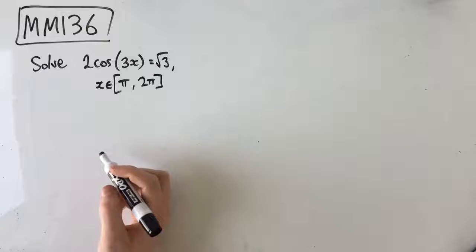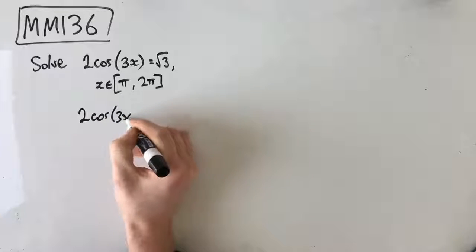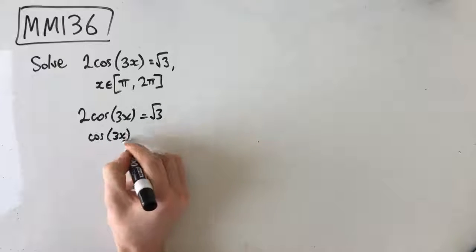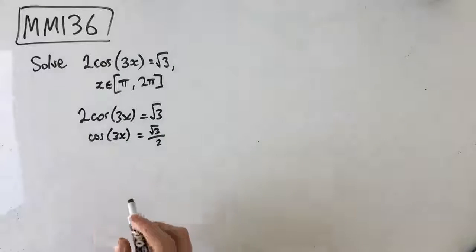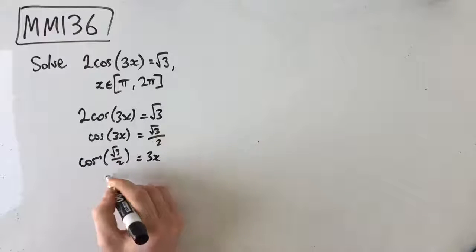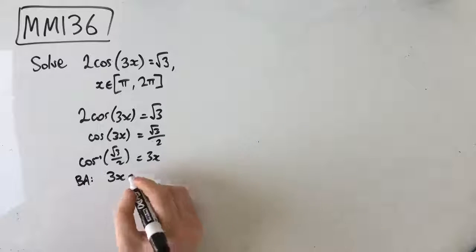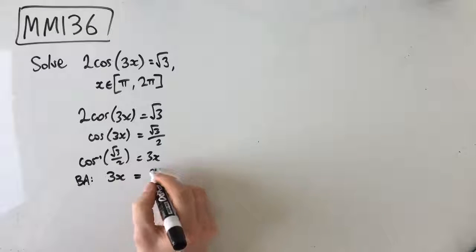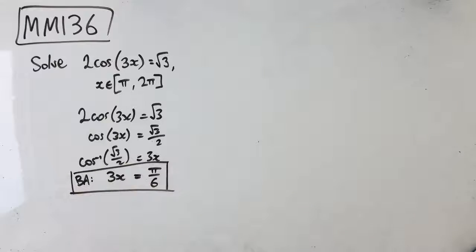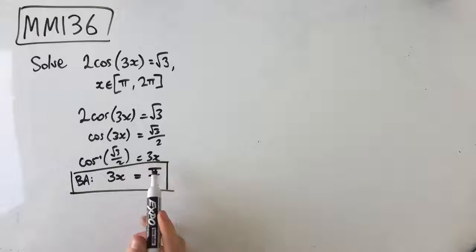So our first step is to find our base angle of 3x. We know that 2 cos of 3x equals root 3, which means that cos of 3x equals root 3 over 2. Now the inverse cos of root 3 on 2 is equal to 3x, which means that our base angle for 3x is the inverse cos of root 3 on 2, which is pi over 6. You should be pretty familiar with this from the exact value triangles, where cos inverse of root 3 on 2 is pi on 6.